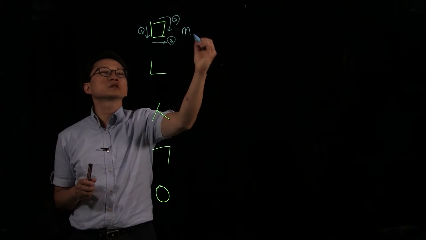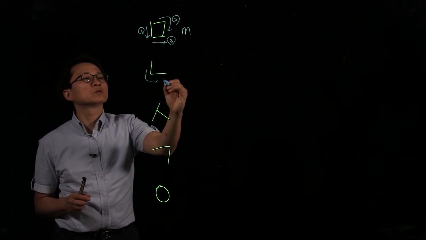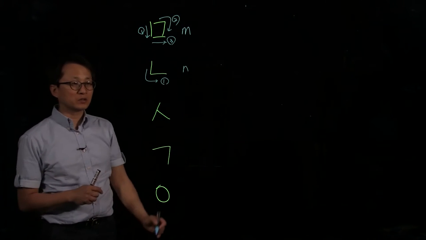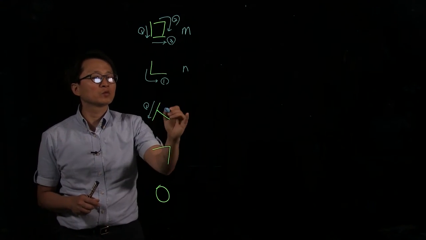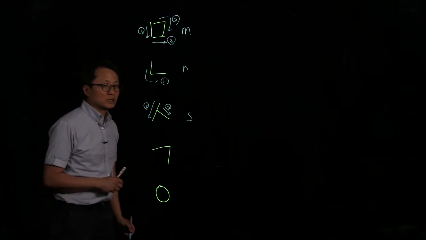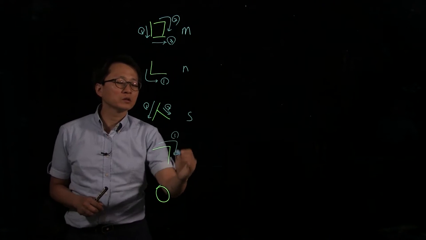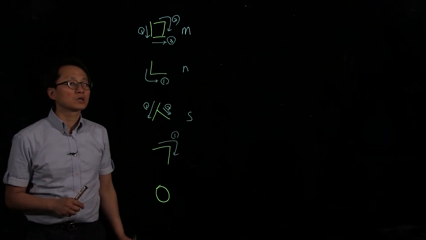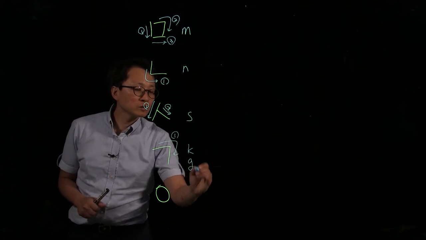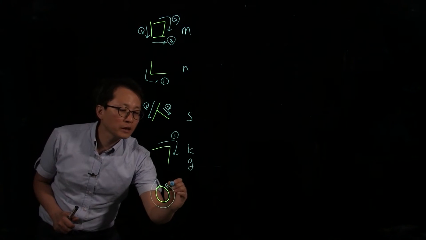And its sound value is something like... And this is just one stroke. And its sound value is like... sound. And one, two. And its sound value is something like s. And the next one was just one stroke. Sometimes k, k. Or sometimes g, g, like that.